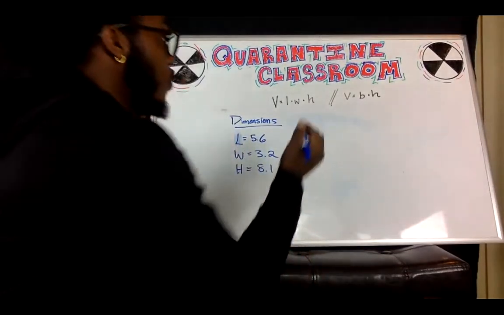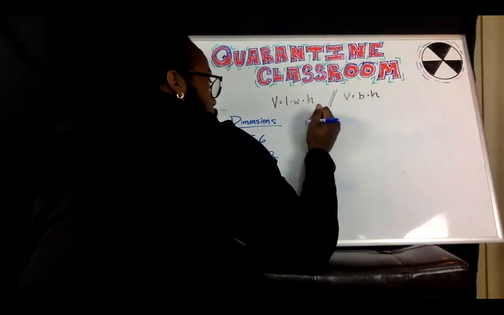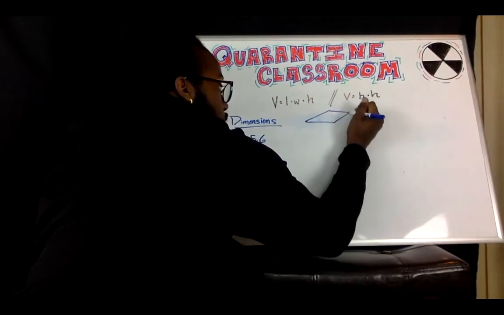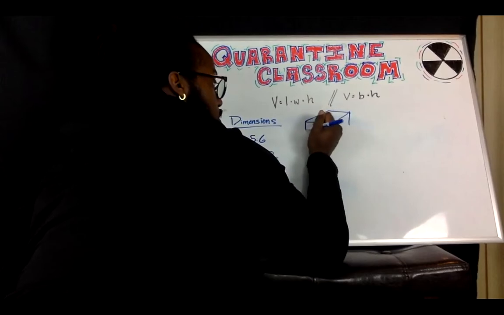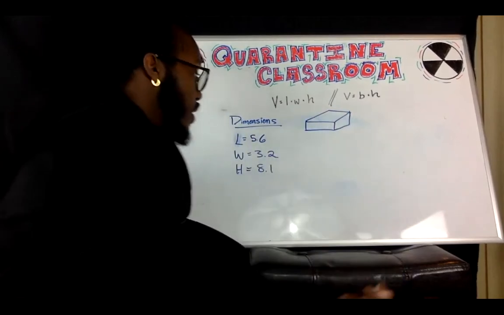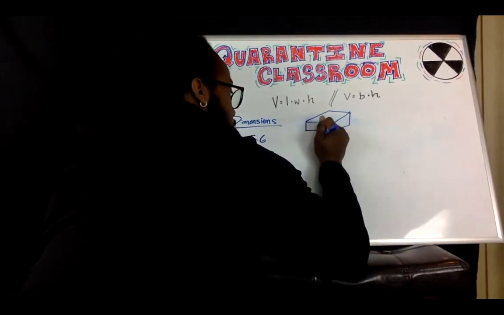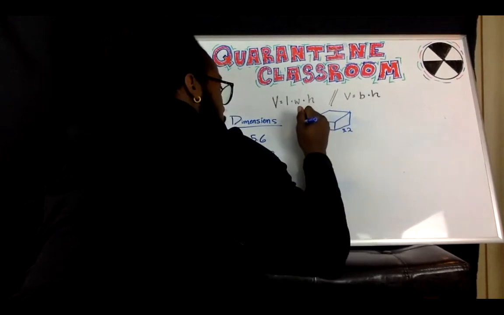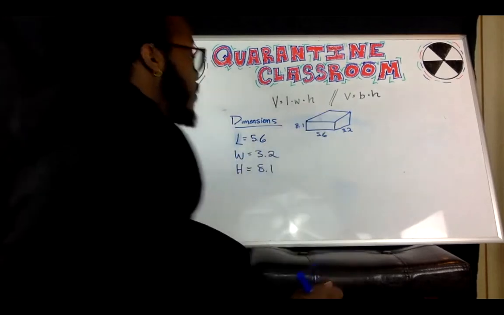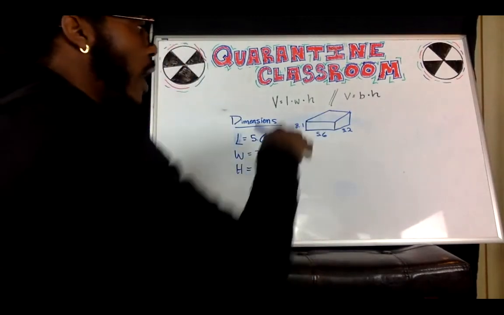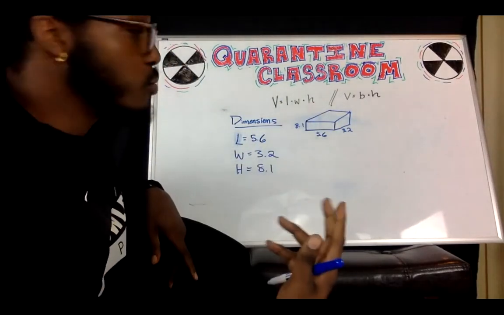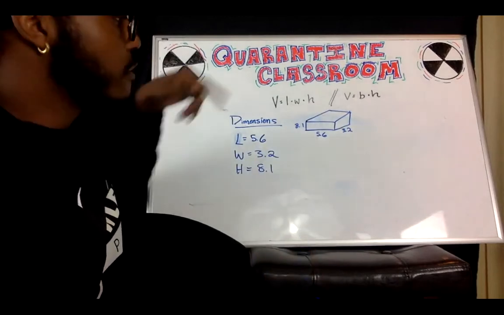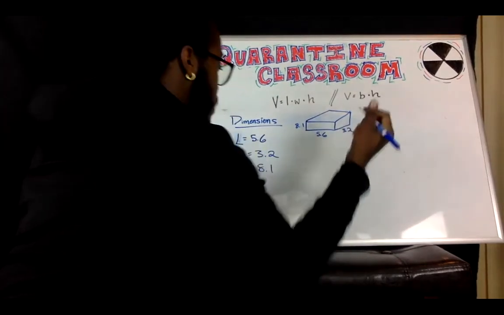Some of you might even want to draw your own visualization of a sandbox. Mine's going to look a little rough, but here's the sandbox, and I'm saying that it is 5.6 by 3.2 by 8.1. And I want to know how much sand it's going to take, what's the cubic volume to fill this thing up based on the dimensions that I have.